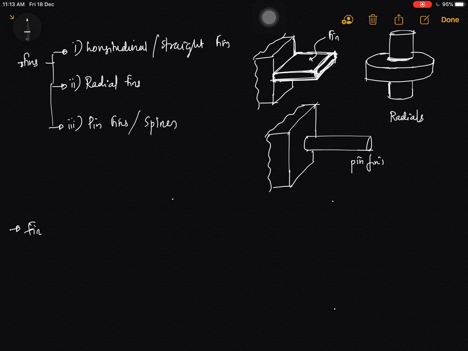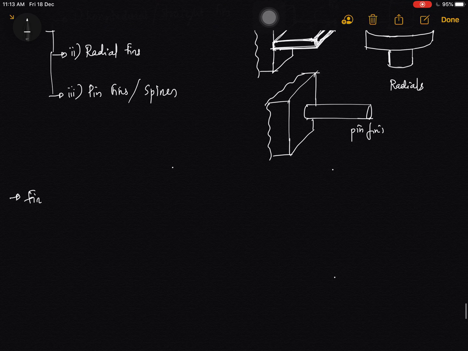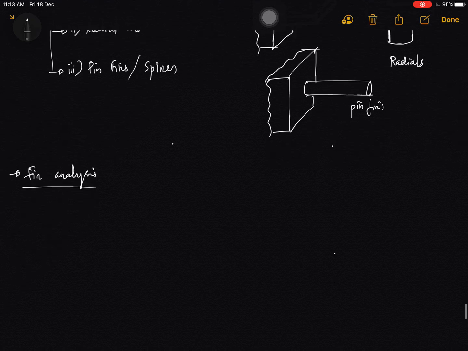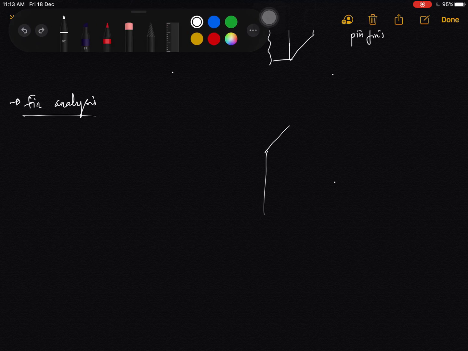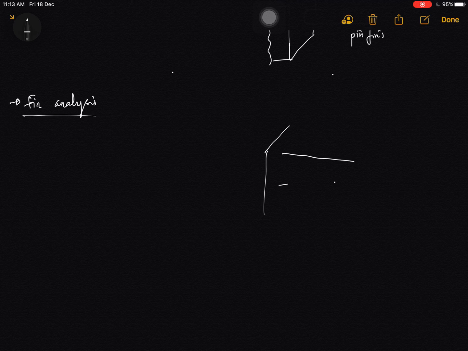So these are the three classifications of the fins, and let's analyze how the heat transfer is occurring in these fins if you are installing them. Fin analysis can be done on a particular fin. Let's suppose some surface over here, and let's suppose some tapered pin fin that is present on this particular device or surface like this, and this is the surface on which the fin is present.